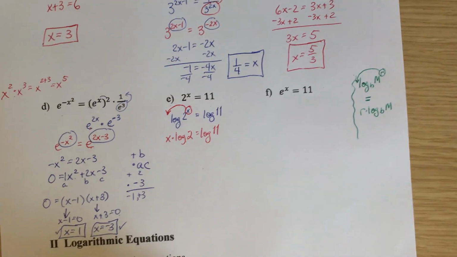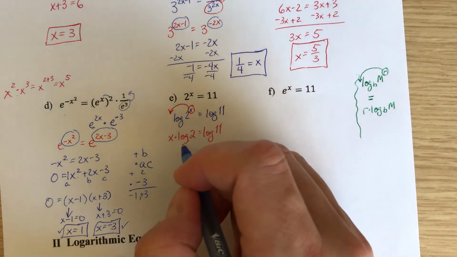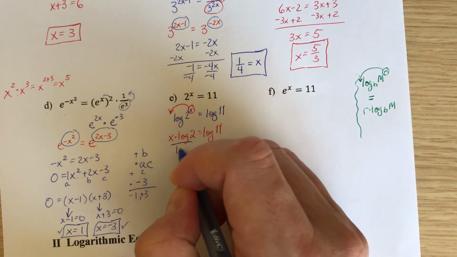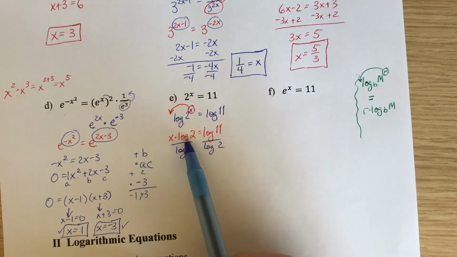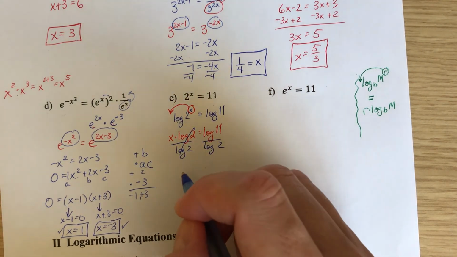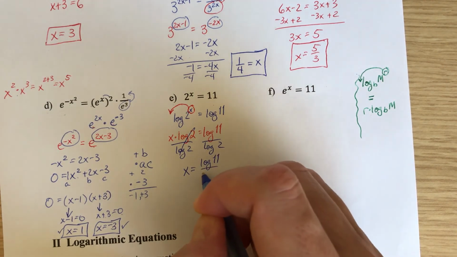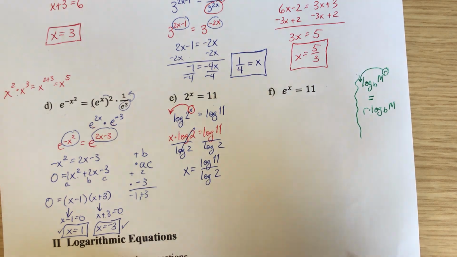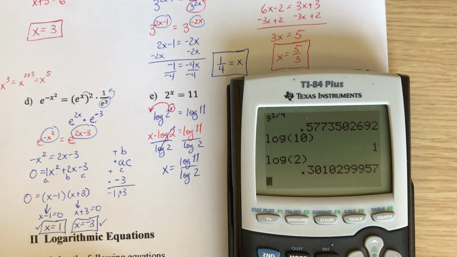So what we have here is a variable multiplying some value. To undo the multiplication, we're going to divide by that number. Now the number is not 2. This number is log base 10 of 2. So when I divide, I have to divide by the whole expression. That's just 1. And we get x equals the log of 11 divided by the log of 2. Now we're going to calculate that and we're going to get a decimal value.